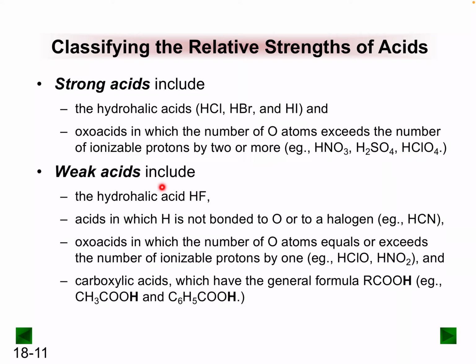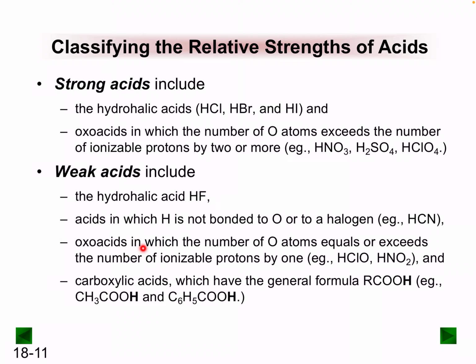Okay, and then the weak acids, they include the hydrohalic acid HF, the very first halogen with the hydrogen, that's a weak acid. And then acids in which hydrogen is not bonded to oxygen or to a halogen. Let's say you have an acid, we call it an acid, but hydrogen is not bonded to oxygen or to a halogen. So they are also called weak acids. For example, HCN, hydrocyanic acid, hydrogen is bonded to carbon.